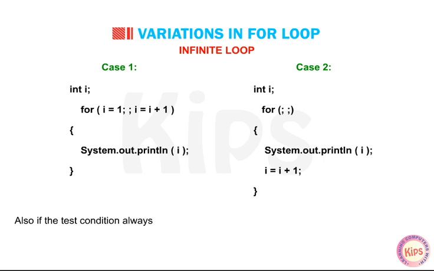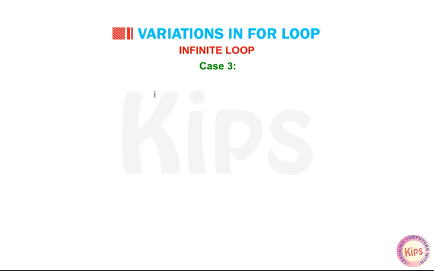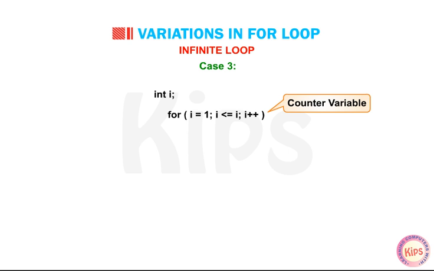Also, if the test condition always evaluates to true, then the for loop becomes an infinite loop. Case 3. int i; for (i = 1; i <= i; i++) { System.out.println(i); } Here i <= i will always be true.